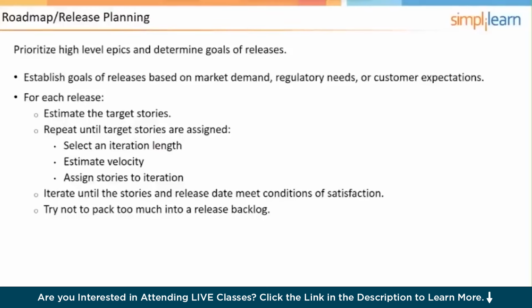It's blending some things here. Be able to estimate velocity and then assign stories to the sprints. So we keep estimating the user stories and we keep organizing that until we can come up with an iteration length, a sprint length, and then figure out what our velocity for each sprint is, and then assign stories to the sprints.